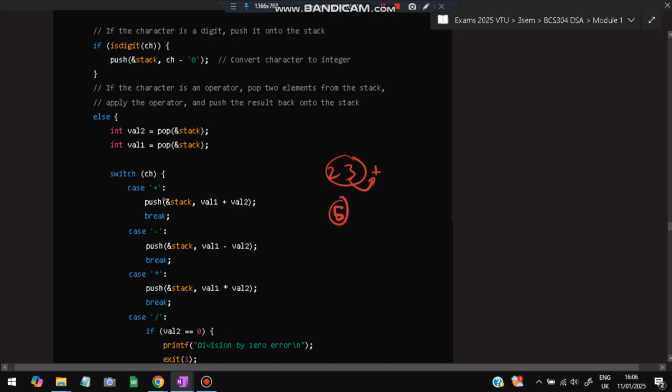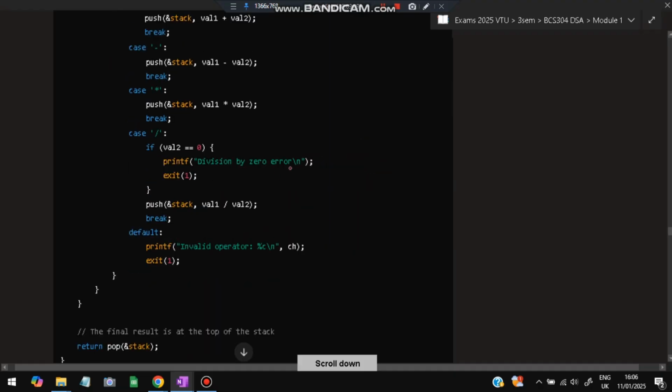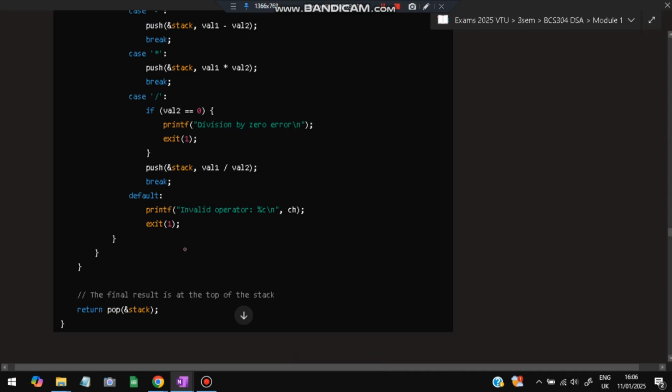Whatever the answer is, that answer will be pushed back to the stack. So the stack value will be 1 and 5. Second, if it is minus, do minus and push. If it is multiply, do multiply and push. If it is divide, do divide and push, except that if it is 0, don't divide. And if it is none of these, then default means invalid operator. If you put something like a modulus operator, that is not supported here, right? So in that case, there will be a message called invalid operator. Okay, that was about the function to evaluate a postfix.